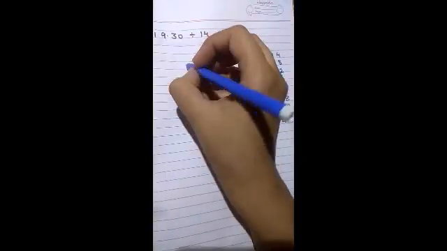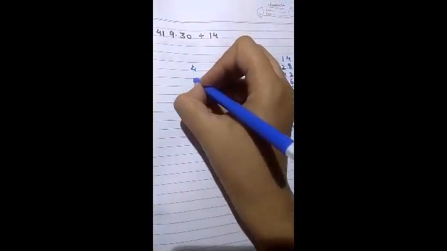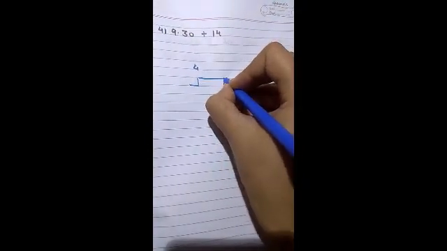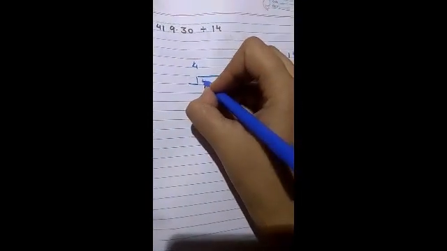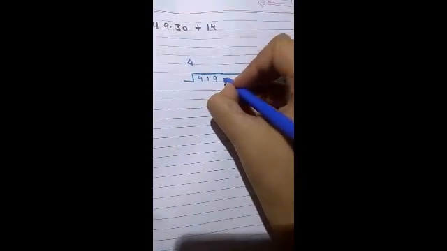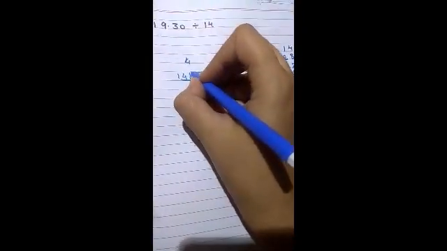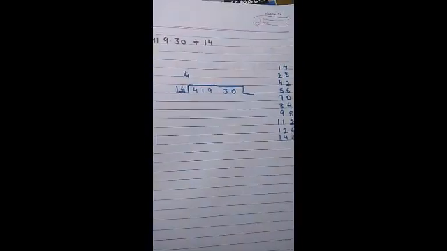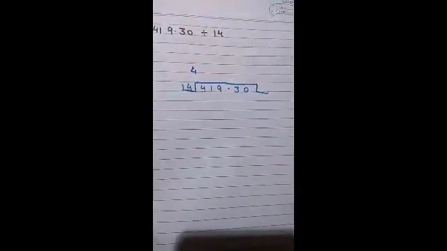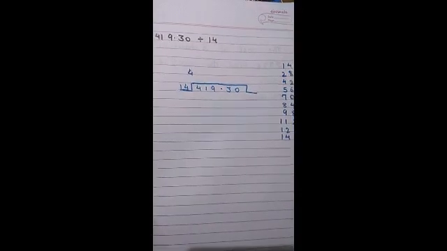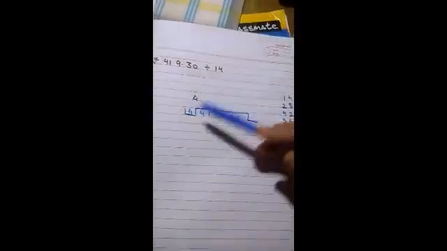Did you understand? Next we are going to divide 419 rupees and 30 paise by 14. Okay, so I'll write this amount inside. First make the division sign. 419 rupees and 30 paise will be divided by 14. Did you understand this? Yes. Now the bigger amount will go inside and 14 will go outside.